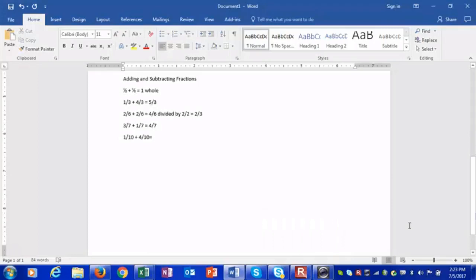This is the equivalent of same denominator, which is 10. Add your numerators. 1 plus 4 is 5/10. What can you do to reduce or simplify this? You can divide by what? Divide by 5/5. 5 divided by 5 is just 1. 10 divided by 5 is just 2.